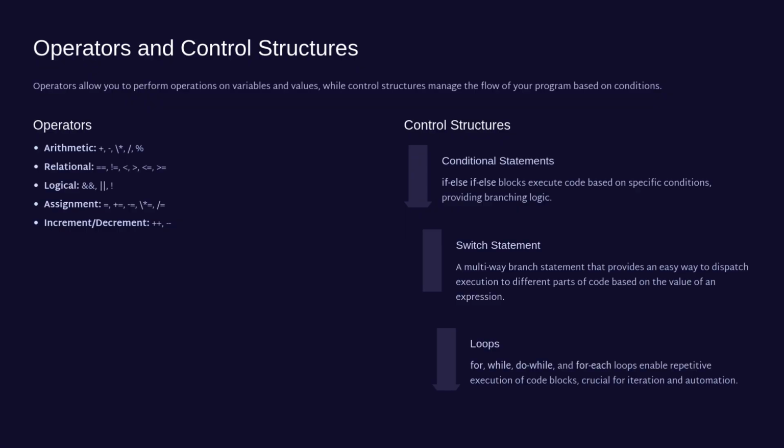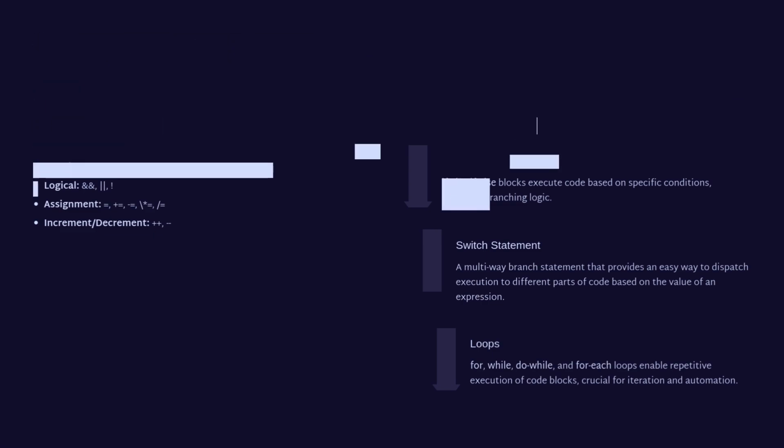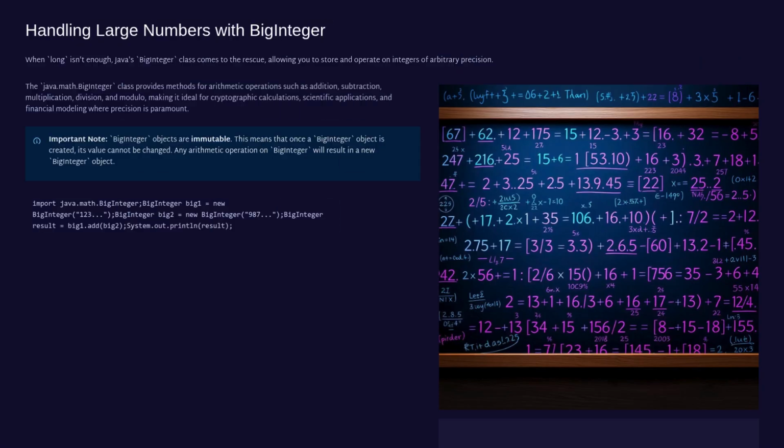Increment, decrement. Switch statement: a multi-way branch statement that provides an easy way to dispatch execution to different parts of code based on the value of an expression. Loops: for, while, do-while, and for-each loops enable repetitive execution of code blocks, crucial for iteration and automation. Handling large numbers with BigInteger.